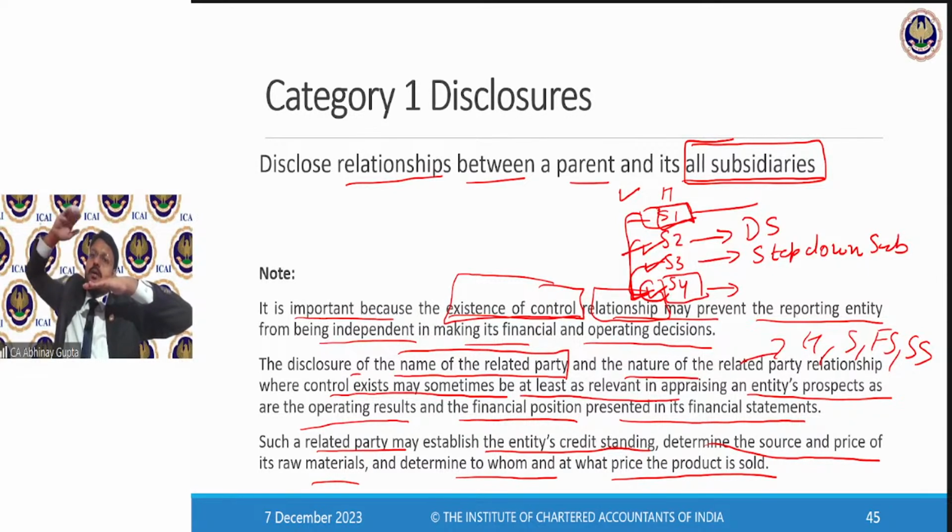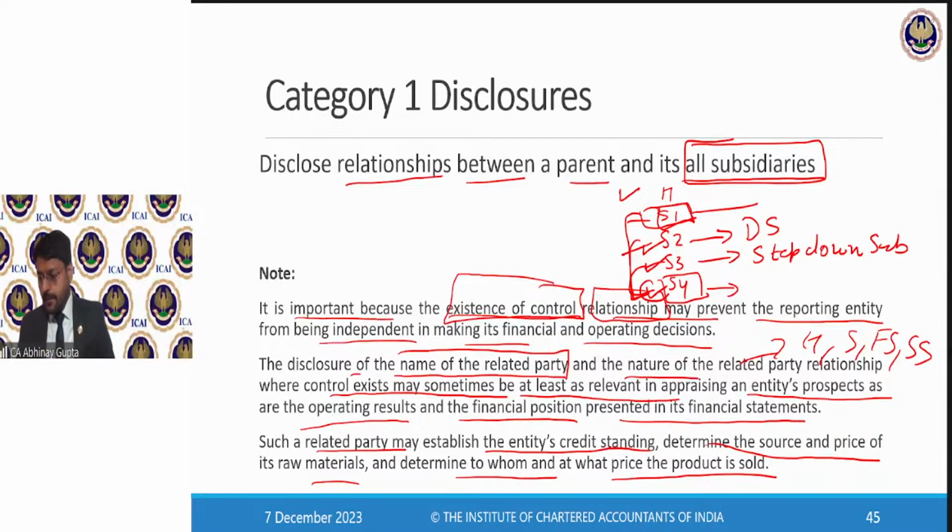So that intermediary parent and the ultimate parent, right? So if I go above, my parent and ultimate parent and the intermediary parent who is preparing the CFS, if my parent is not preparing, that needs to be disclosed. If I go down, my subsidiaries and my step down subsidiaries, all need to be disclosed. Clear?